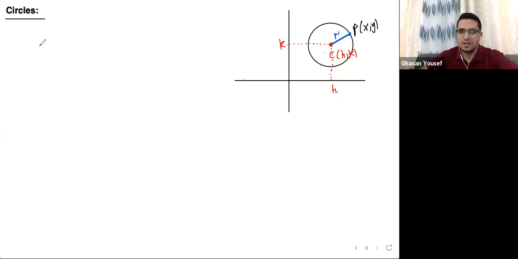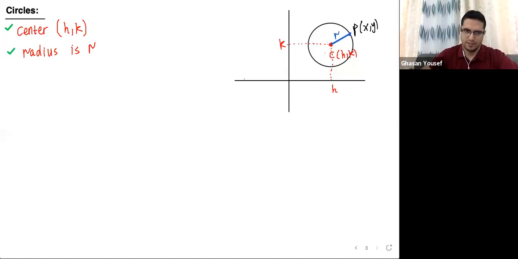So in general, if I need the equation of the circle, I need two important things. The first thing is the center, h comma k, and the second important thing is the radius, r. These are the two important things to find the equation for the circle.